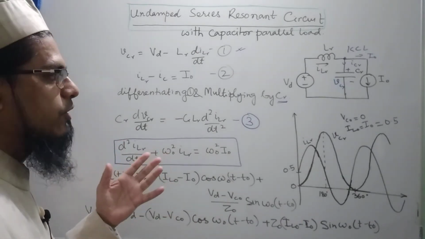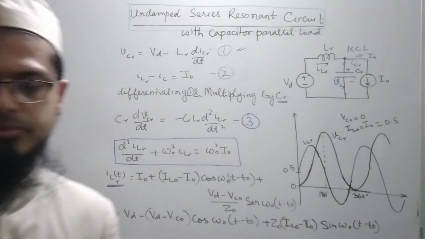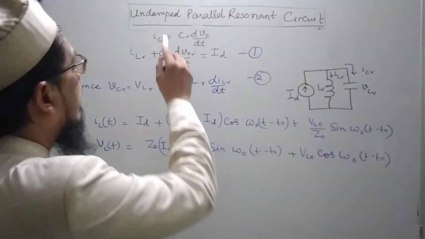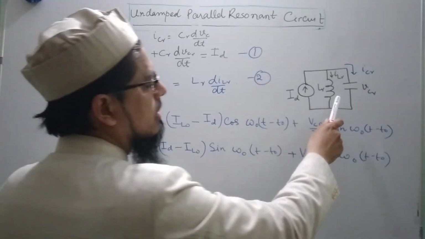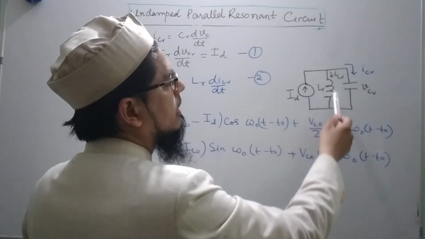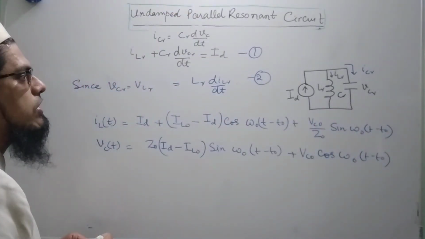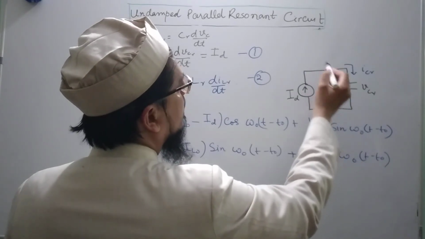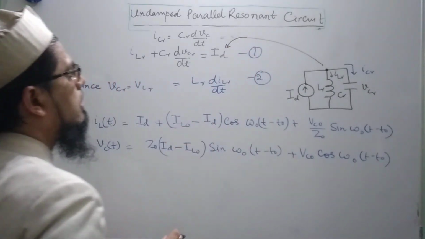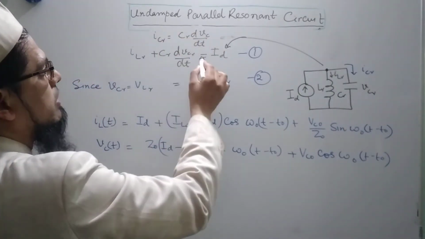Now, let us see an undamped parallel resonant circuit. I have drawn the circuit here. In this circuit the source is a current source, and the inductor and the capacitor are in parallel. Let us apply KCL here. This equation would result: ILR plus ICR would be given by Id, while ICR is given by this expression.